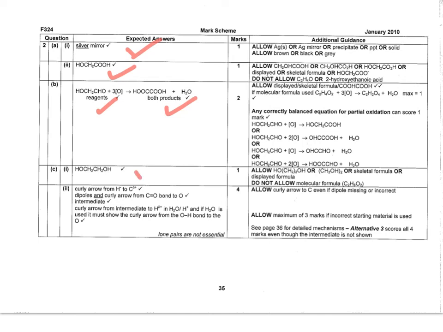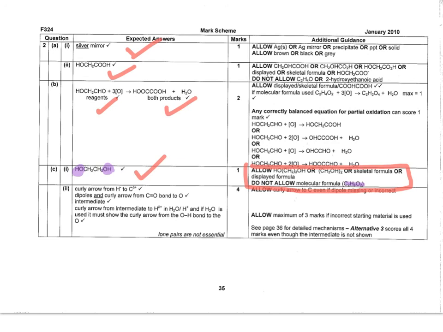We said that we'd get a diol, and we were told here that we can allow skeletal formula or displayed formula, but do not allow molecular formula because C2H6O2 isn't actually specific enough to say that it's a diol, because you need to show somehow that the examiner can see that you know it's a diol that's made.